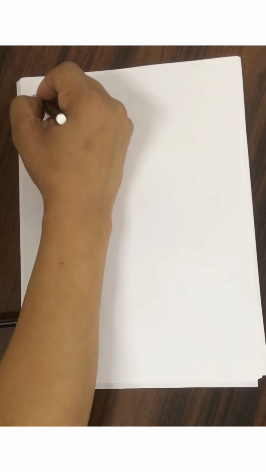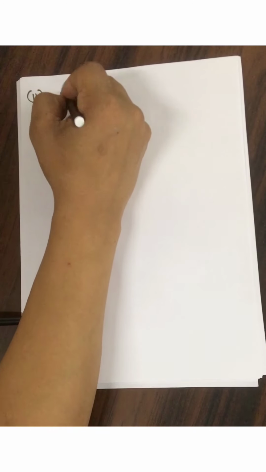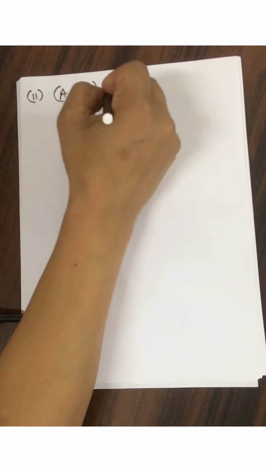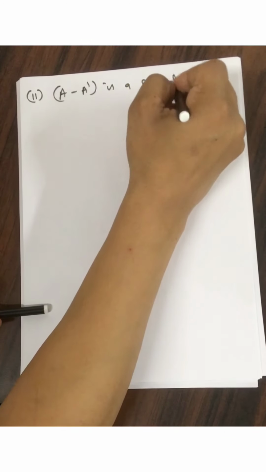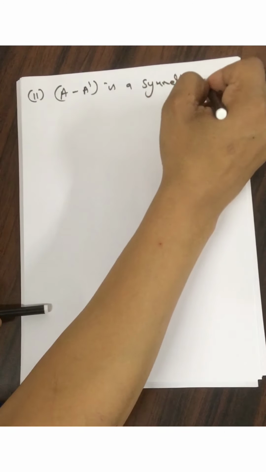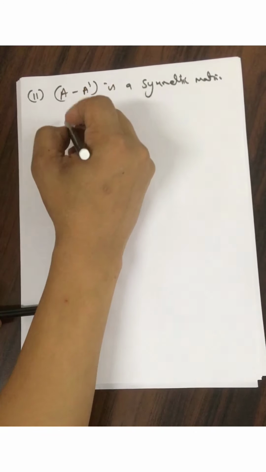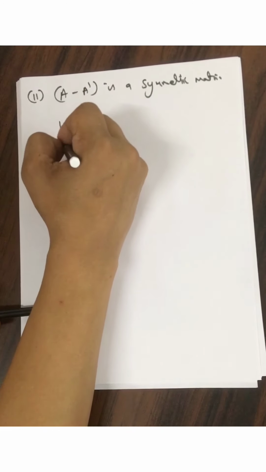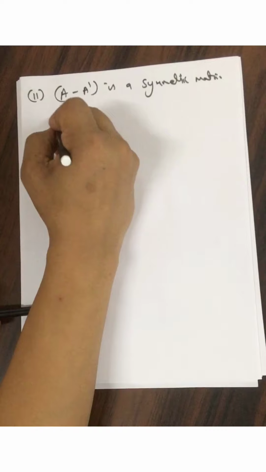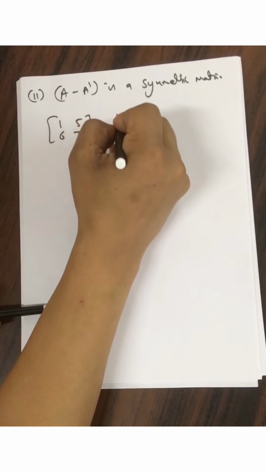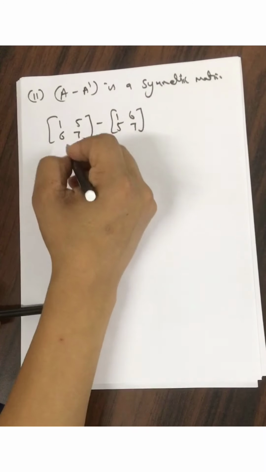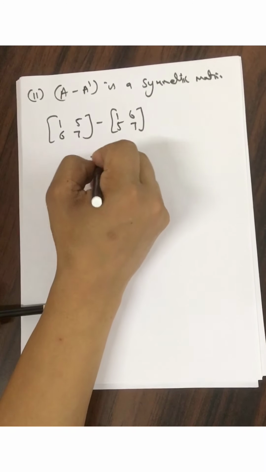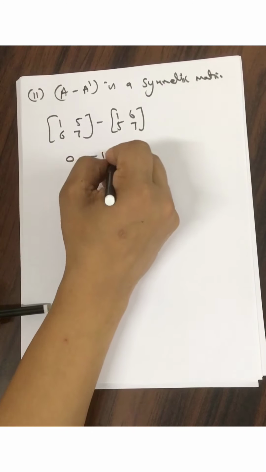Let's move on to the second part. The second part says that A minus A dash is also a symmetric matrix. Now what do we do? First find A. A is given as 1, 6, 5 and 7. Minus A dash, which is 1, 5, 6 and 7. Then we subtract: 0, minus 1, 1 and 0.